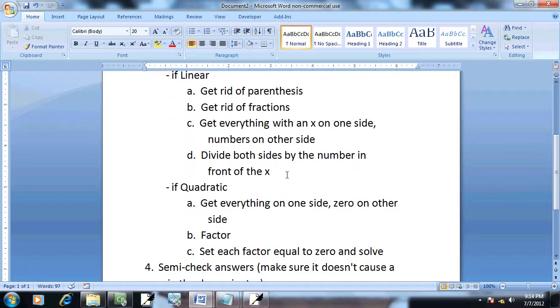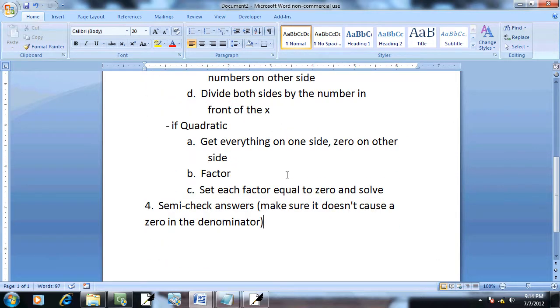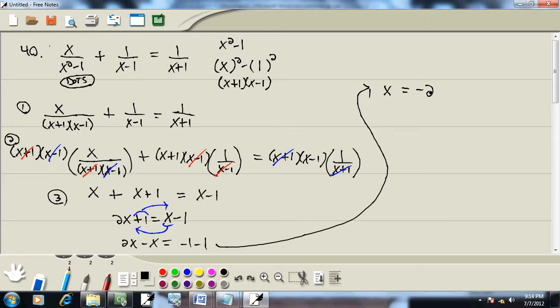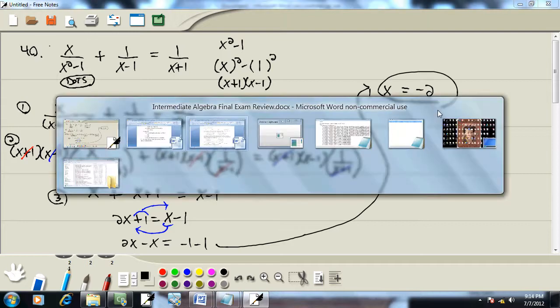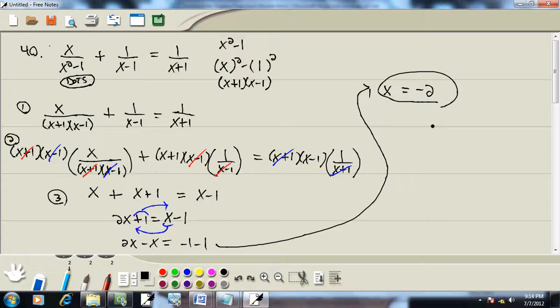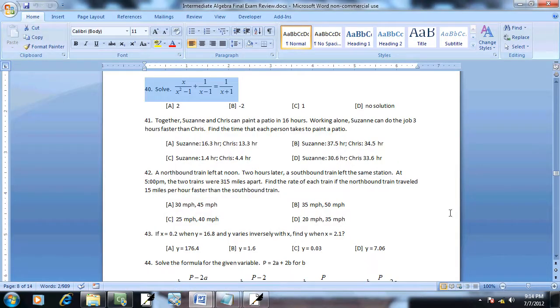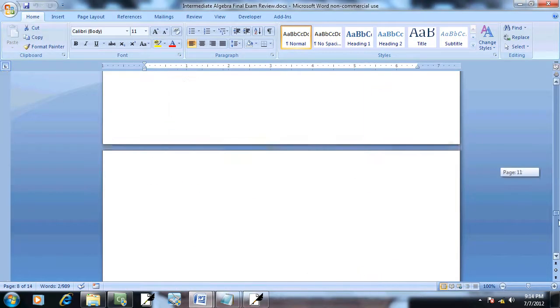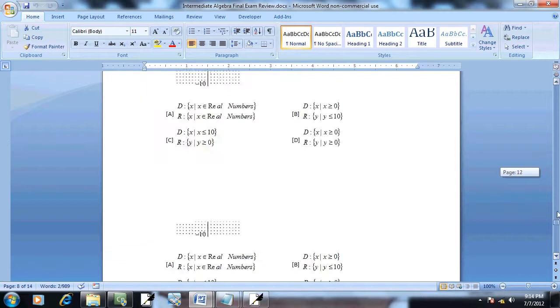Now step 4, semi-check your answer. Make sure it doesn't cause a 0 in the denominator. If I put negative 2 back up here, negative 2 squared is 4 minus 1, that's not 0. Negative 2 minus 1, that's not 0. Negative 2 plus 1, that's not 0. So this would be our answer. Negative 2, which is B as in Bill. So 40B. And that checks.